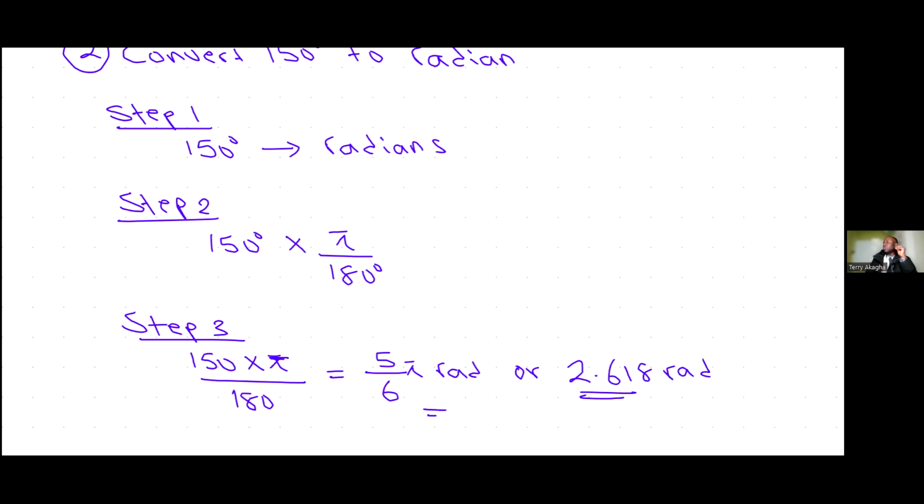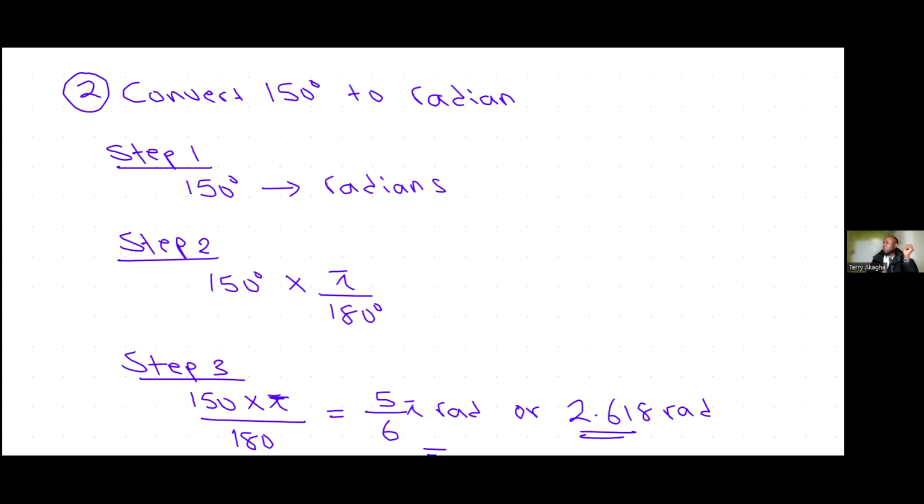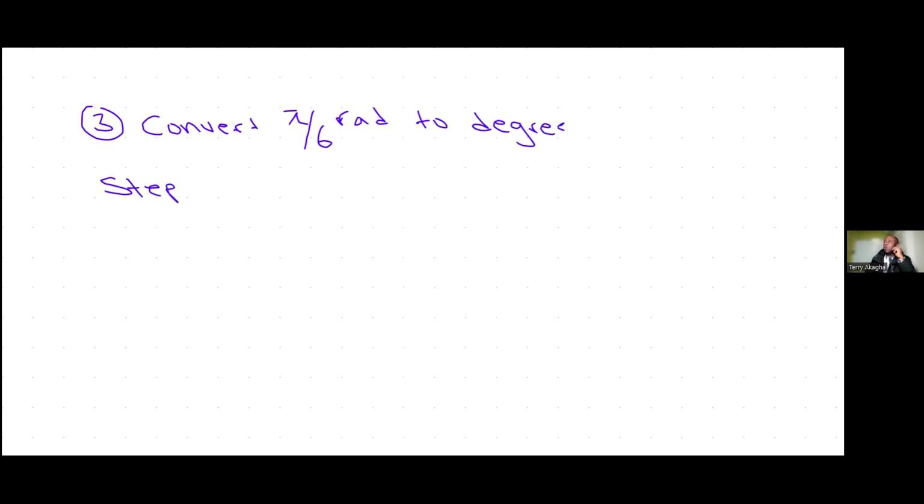Now let me pick a question on converting from radians to degrees. So let me just pick 2 on that. Let's assume we have this question 3, and you were told to convert pi over 6 radians to degrees. So step 1, we have to write down what we want to convert. We're converting pi over 6 radians to degrees.